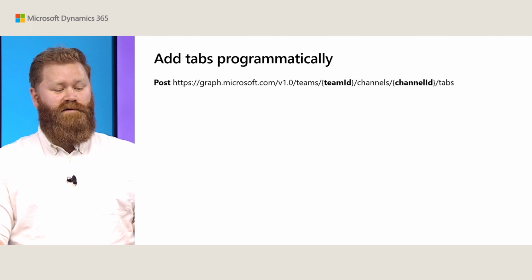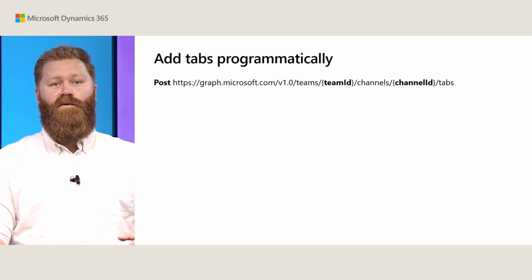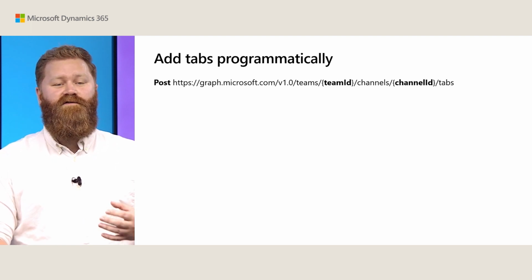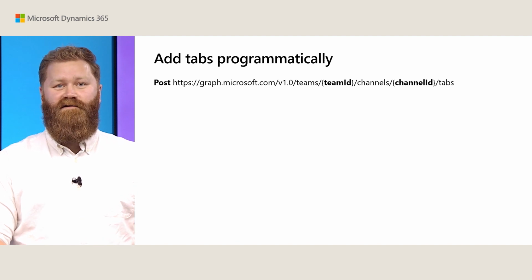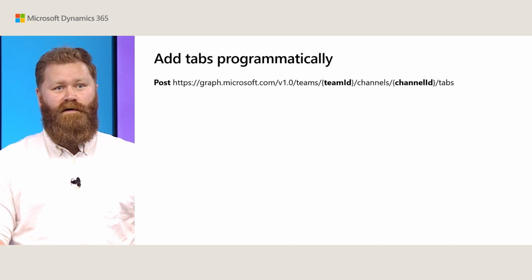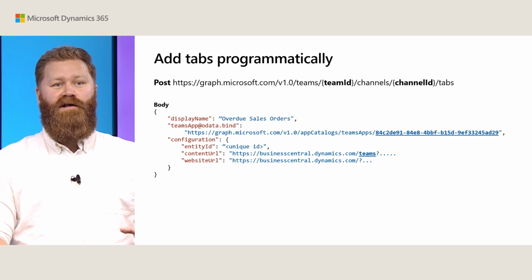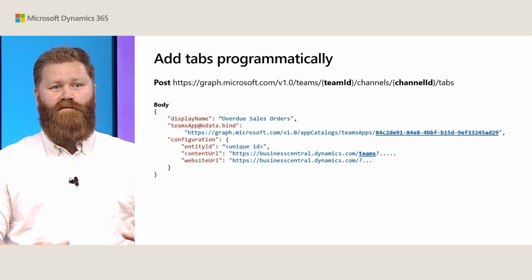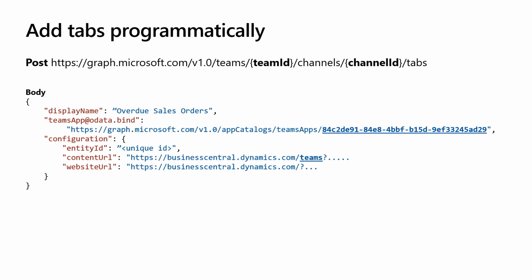What we're using to do this is the Microsoft Graph endpoint called the tabs endpoint. This needs you to specify the team and channel ID of where you want the tab to show up, and to specify a payload that shows what the content of the tab will be. Here you can see that we're adding a tab called Overdue Sales Orders, and in the configuration section of the body here, you can see we define the content of the actual tab.